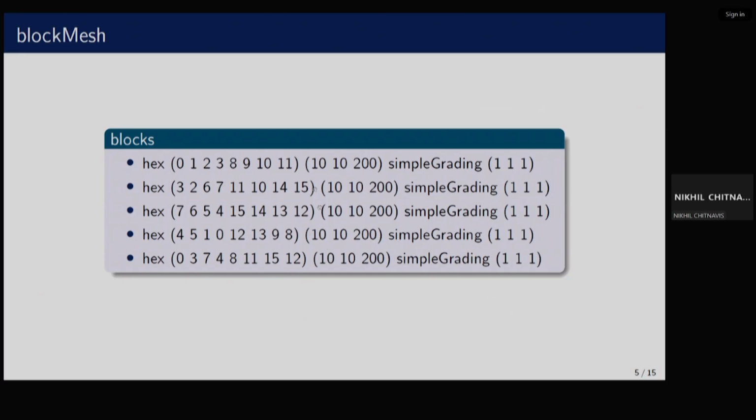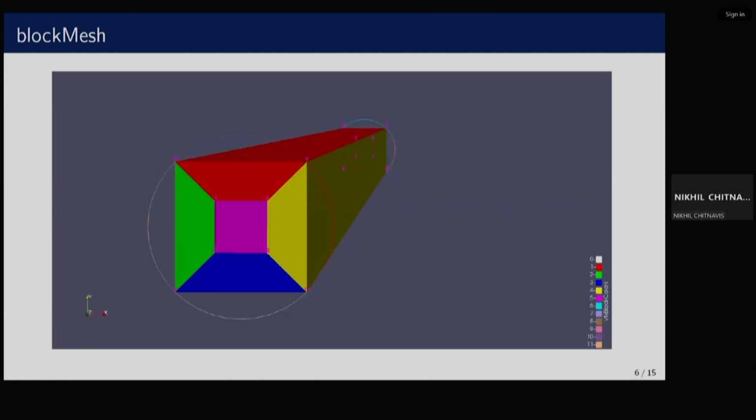After defining these 5 blocks, we have also given the grading of 10, 10, and 200. This will be the X grading, Y grading, and 200 will be the grading in the Z direction, as this is a 3D block. And everywhere I have kept uniform grading. That means in X, Y, and Z, everywhere it is a uniform grading. After defining these vertices and blocks, the block will look something like this.